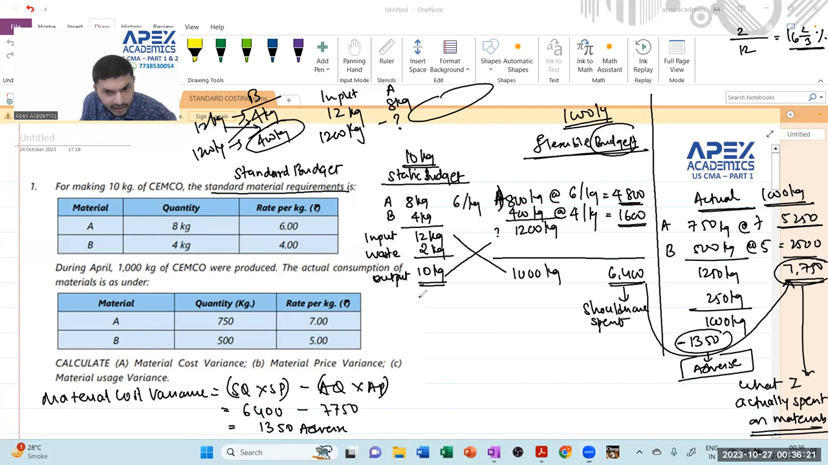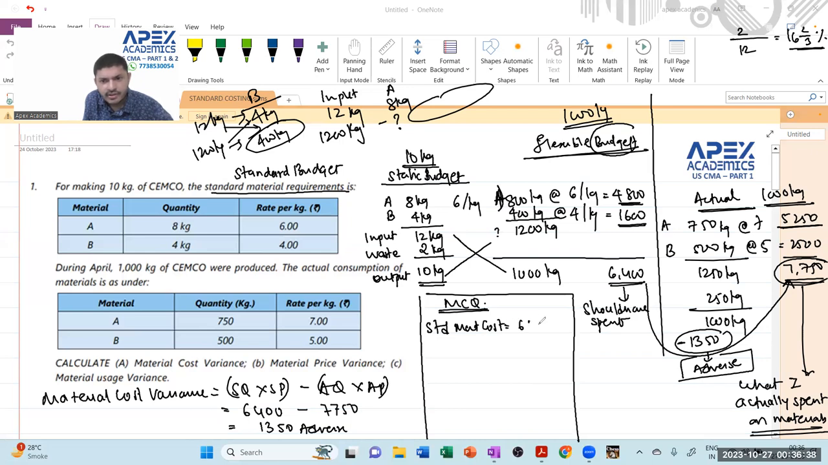Now, I would like to ask you a question. Suppose you have an MCQ with only this much data. This is your MCQ. Your MCQ says standard material cost is equal to 6,400. Material cost variance is 1350 adverse. What is actual material cost? They'll ask you, what is actual material cost?